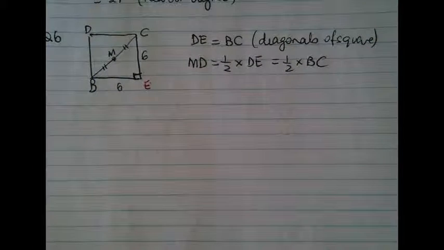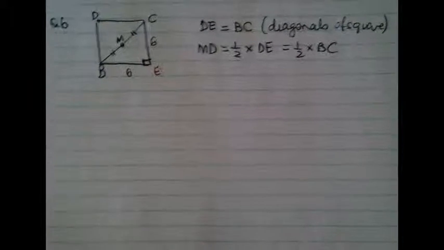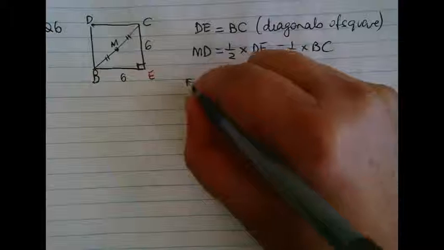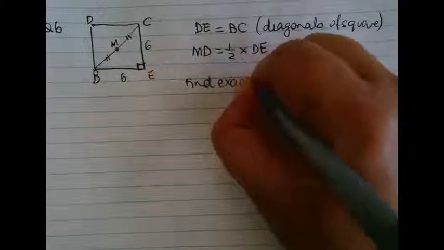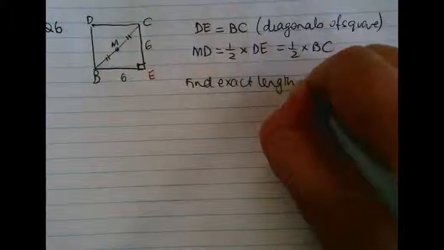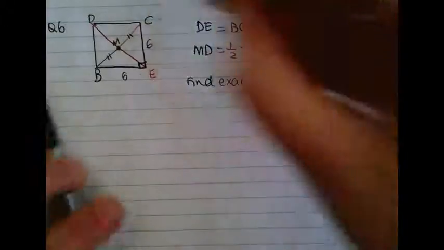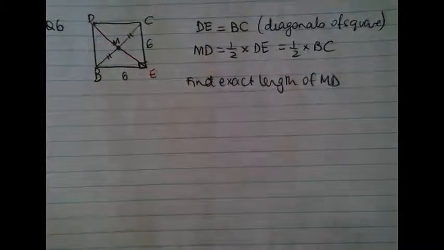So what are you going to do, girls? Off you go. So, girls, I want the distance MD, the exact length of MD. So we know that this is a square. We know that the diagonals of a square are equal in length.